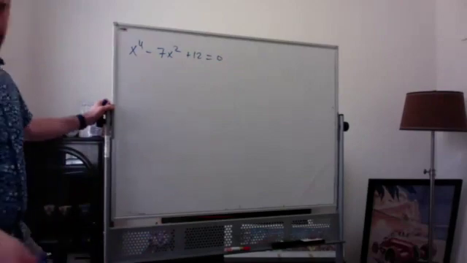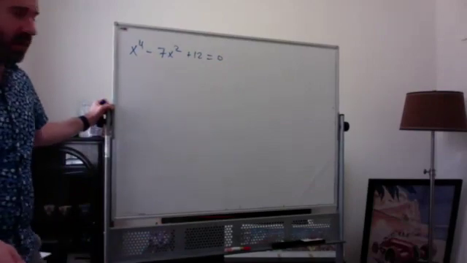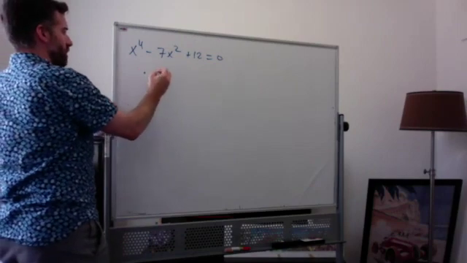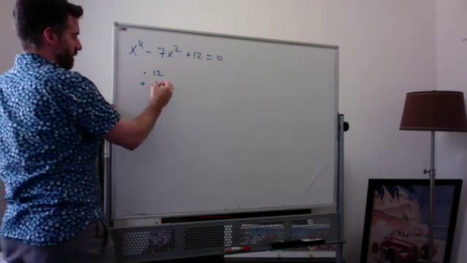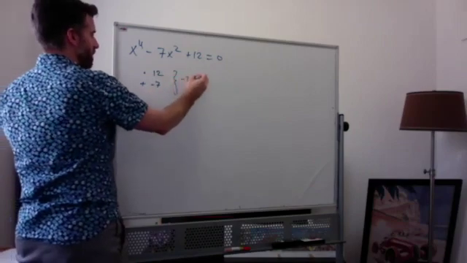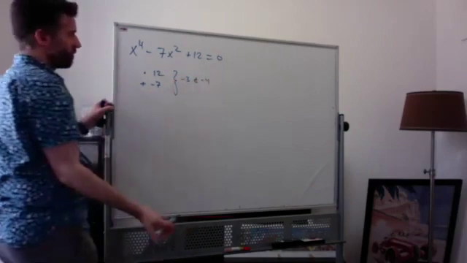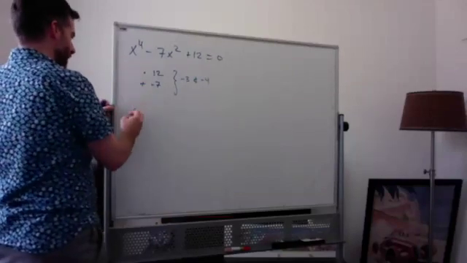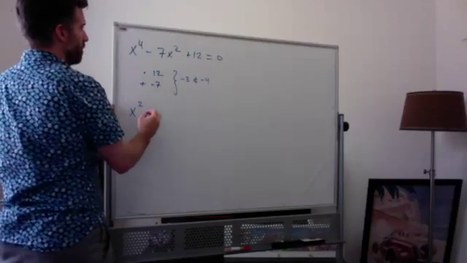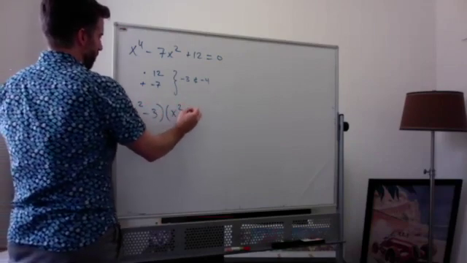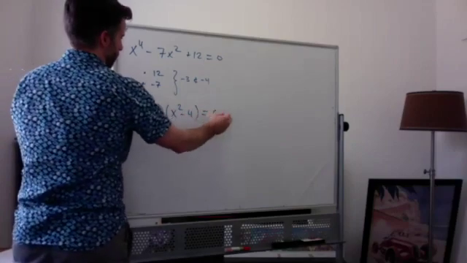So here, I think we can just factor this one straight away, where I'm looking for numbers that multiply to 12 and add to negative 7. That's going to be negative 3 and negative 4. So we really can just see this is going to be x squared minus 3 times x squared minus 4.